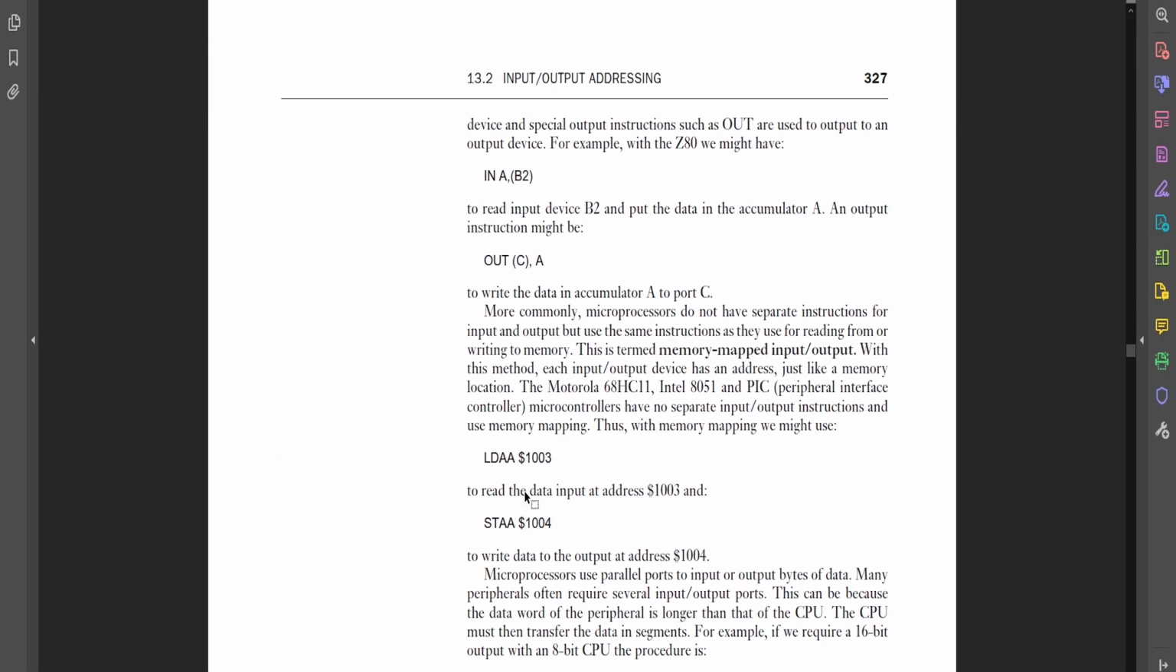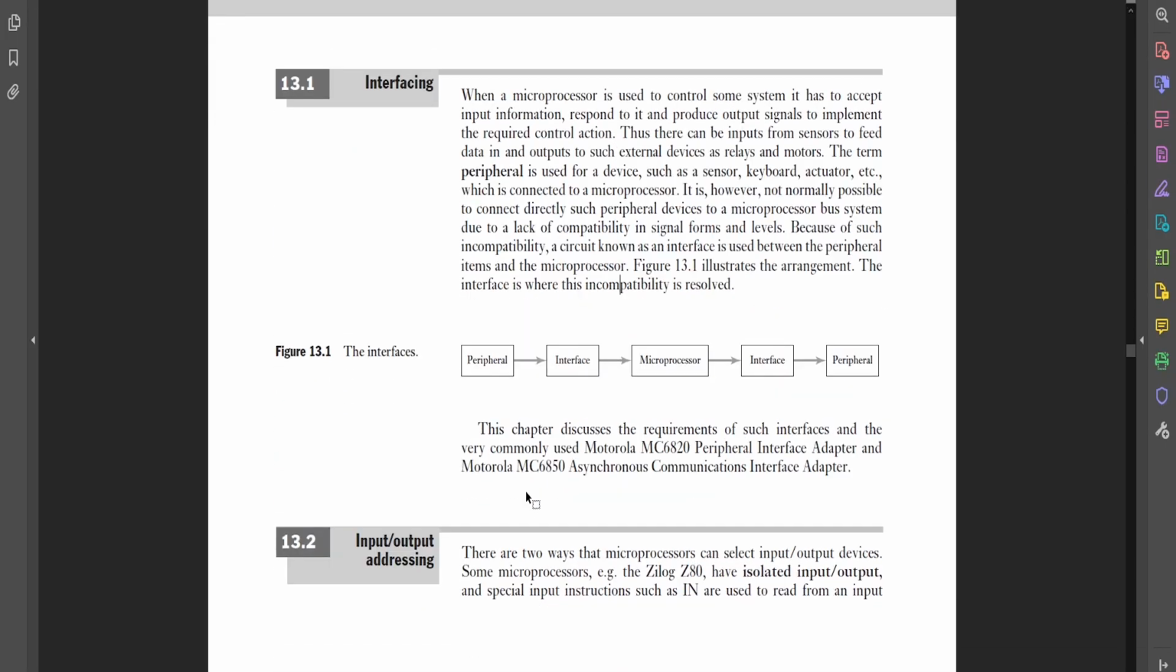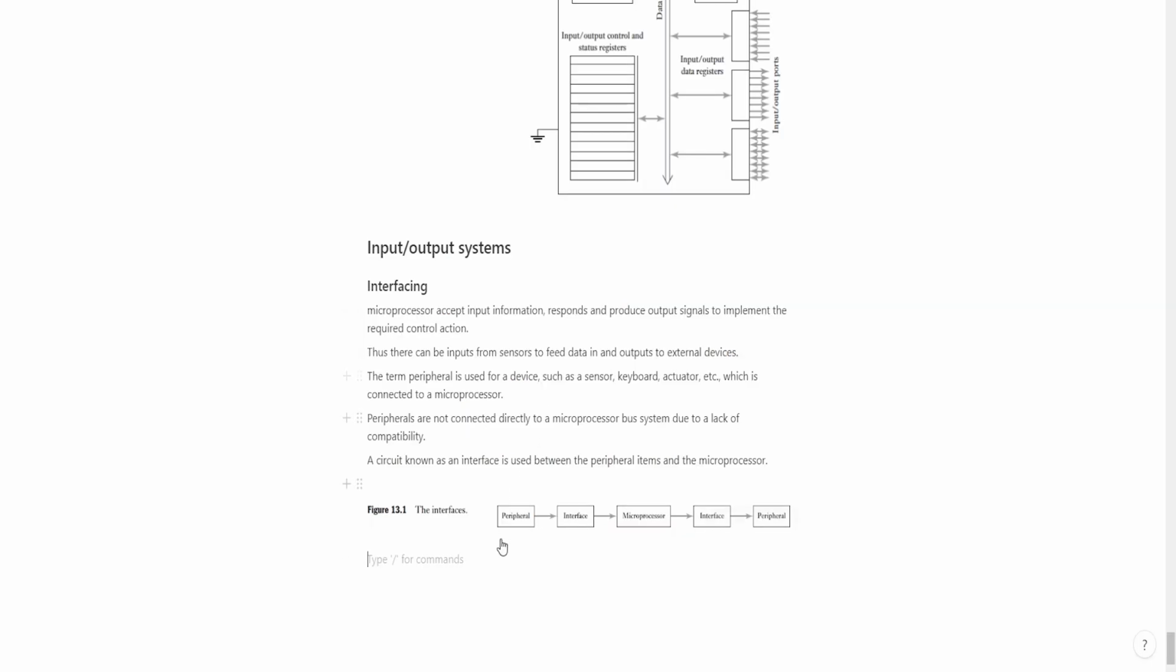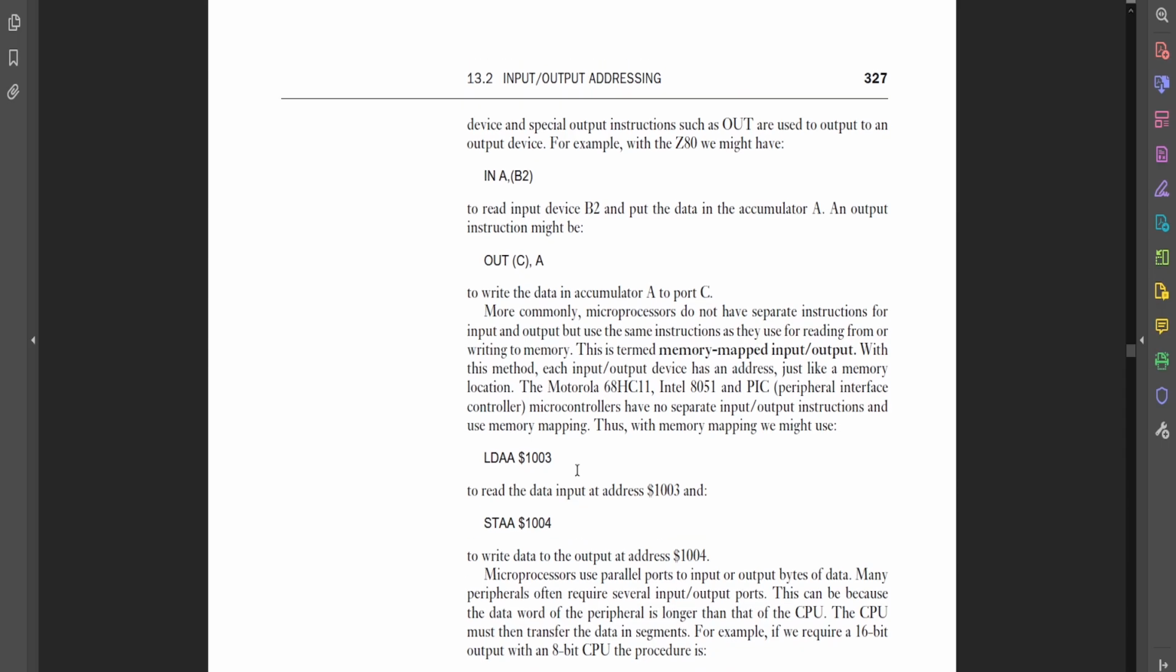Okay, I'm alright with that. So input output addressing. There are two ways that microprocessors can select input output devices. Some microprocessors have isolated input output and special input instructions. Okay, well, where's the second type? More commonly, microprocessors do not have separate instructions for input output, but use the same instructions as they use for reading from and writing to memory. This is termed memory mapped input output. Okay, so that's all a bit complicated, but let's just put it down.